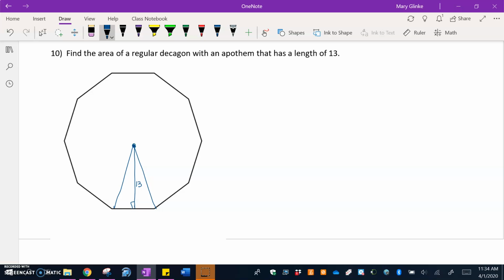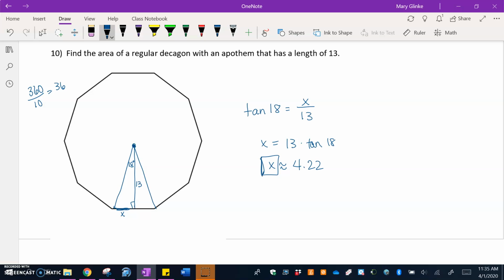I can find my central angle by doing 360 divided by the number of sides, which is 36. And my apothem is going to bisect that angle, which makes each of these angles up here 18 degrees. So I'm going to try to find this distance down here along the side. I can do that by taking the tangent of 18 equals x over 13. So x would equal 13 times the tangent of 18. That makes x approximately 4.22.